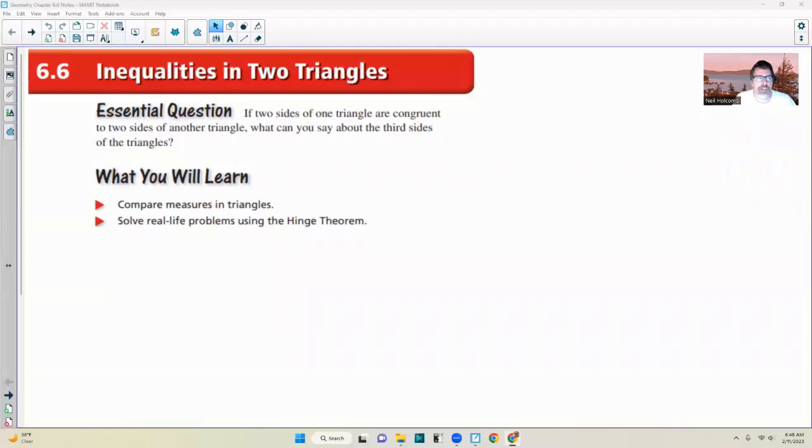Hi there, this is chapter 6.6, Inequalities in Two Triangles. So the essential question is, if two sides of one triangle are congruent to two sides of another triangle, what can you say about the third side of the triangles?